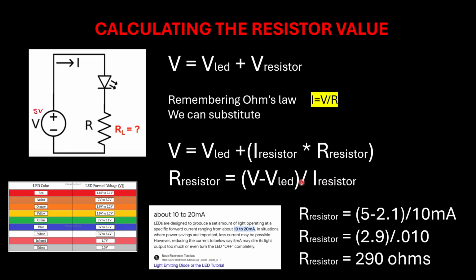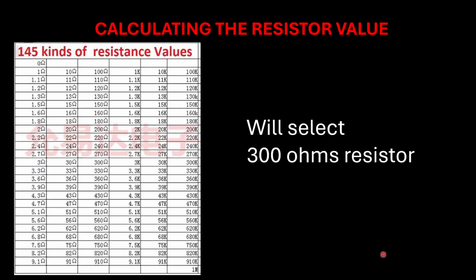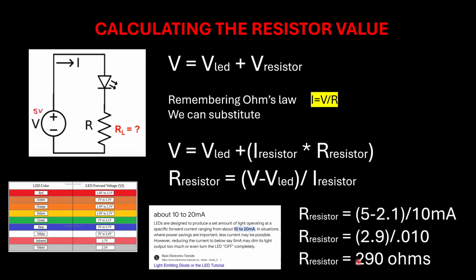So if I replace this value, the voltage on the LED, in this case, will be 2.1, and then the current that I want to give to my LED will be 10 milliamperes. If I perform the operation, I get a result of 290 ohms. This will be the value for the resistor that I'm going to use. However, the theoretical value that we got is 290.